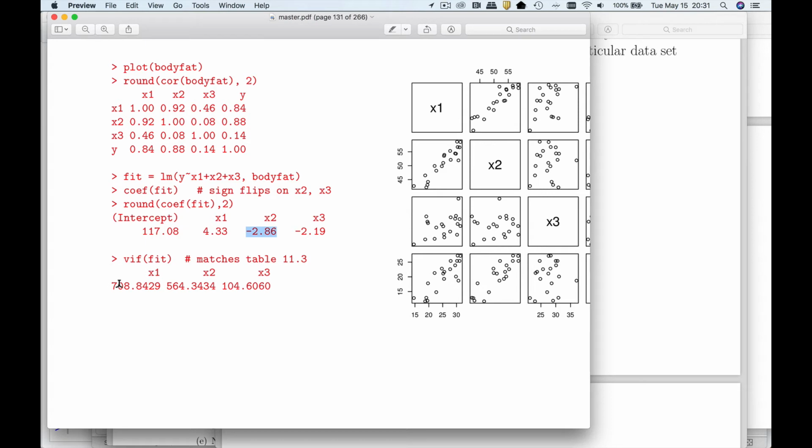We look at our VIFs. The VIFs are officially horrible. So 700's massive, 560's massive. Multicollinearity is a huge problem in this data set.